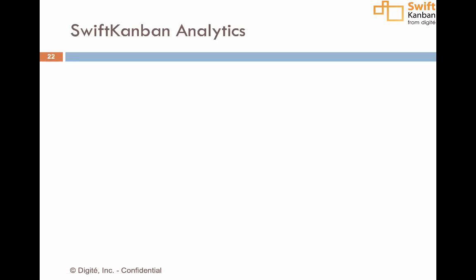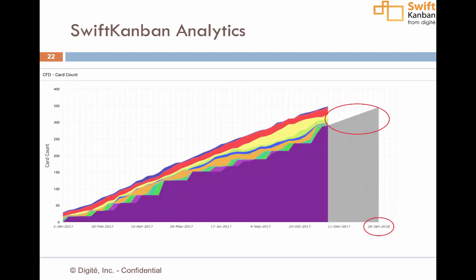We provide some powerful analytics out of the box as part of our SwiftKanban application itself. I'm just going to quickly go through some of these here. So this is a CFD, which is fairly standard, but what we provide is the additional capability for you to forecast what is the amount of time it will take for you to complete your backlog if you continue to work at the same level of throughput.